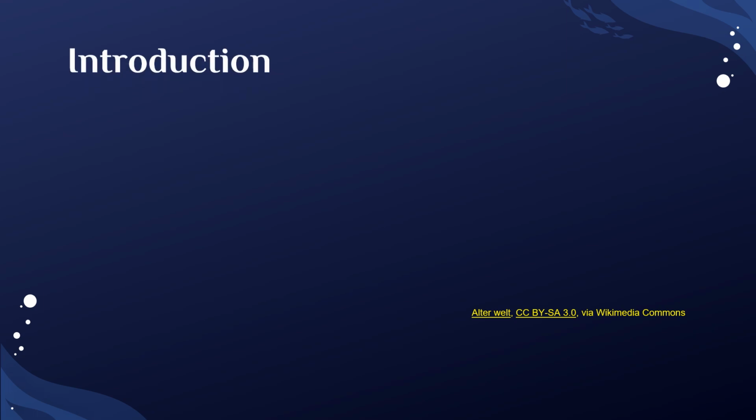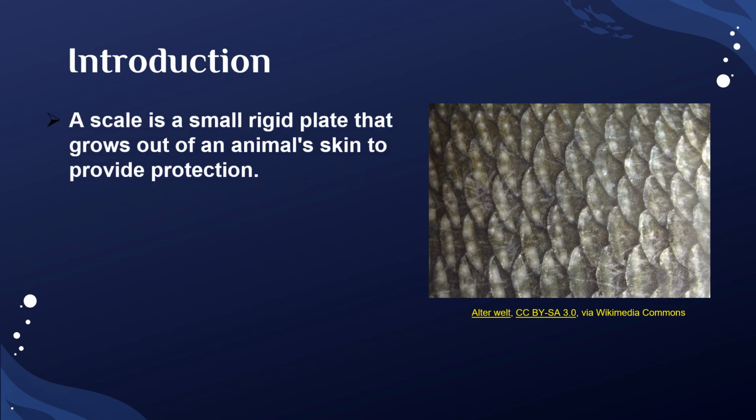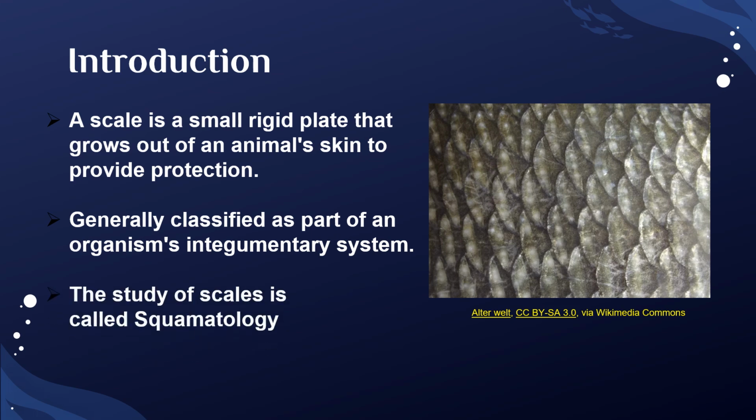So let's discuss what a scale is. A scale is a small rigid plate that grows out of an animal's skin to provide protection. It is generally classified as part of an organism's integumentary system. And the study of scales is called squamatology.